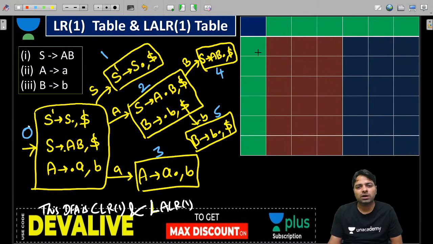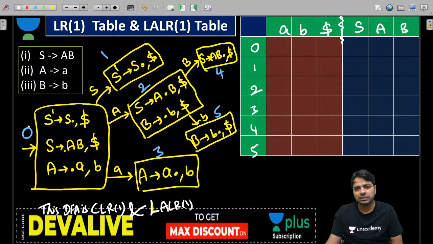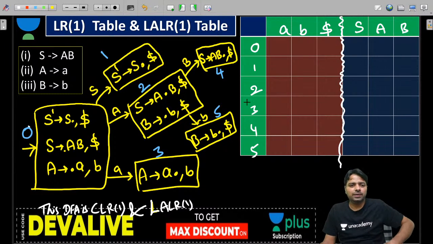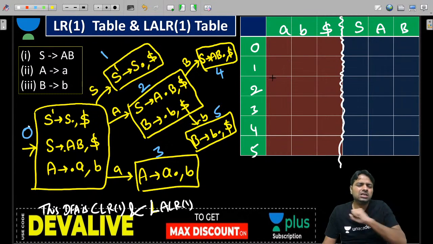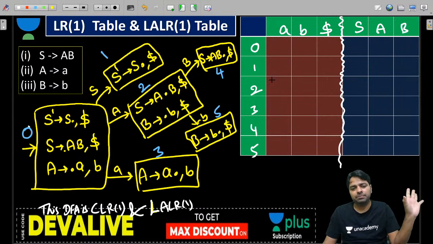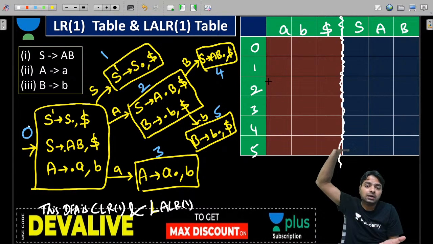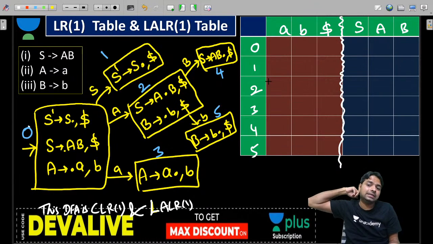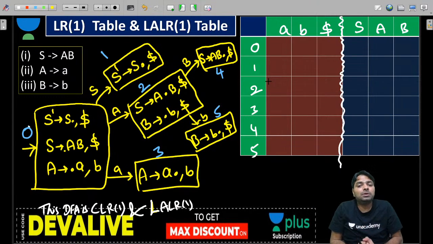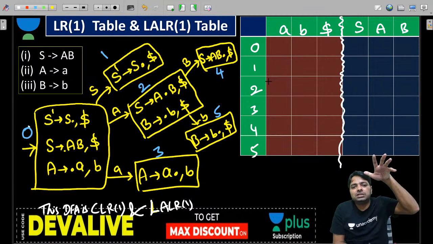So same using this one, I have 6 rows, 0 to 5, and same terminals A, B, dollar, and goto table that has S, A, B. Remember, both were actually different tables, we kept them in the same table to save our time and space. Okay, now the shift entries rule is same. If the CLR1 diagram is bigger, then you may have more entries in that table. So CLR1 table, LALR1 table, don't assume they are always same, because sometimes when you merge the two states, indirectly you will merge the two rows.